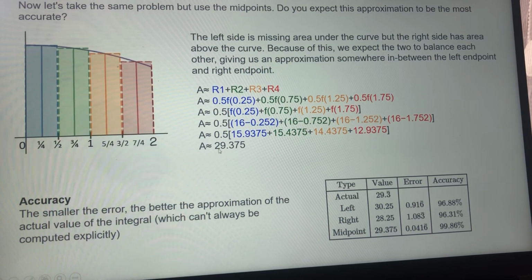And you will get 29.375. You can see the error and the accuracy of these three methods. You can see that the midpoint rule gives us the accuracy 99.86%. So which is a good accuracy for numerical solutions.